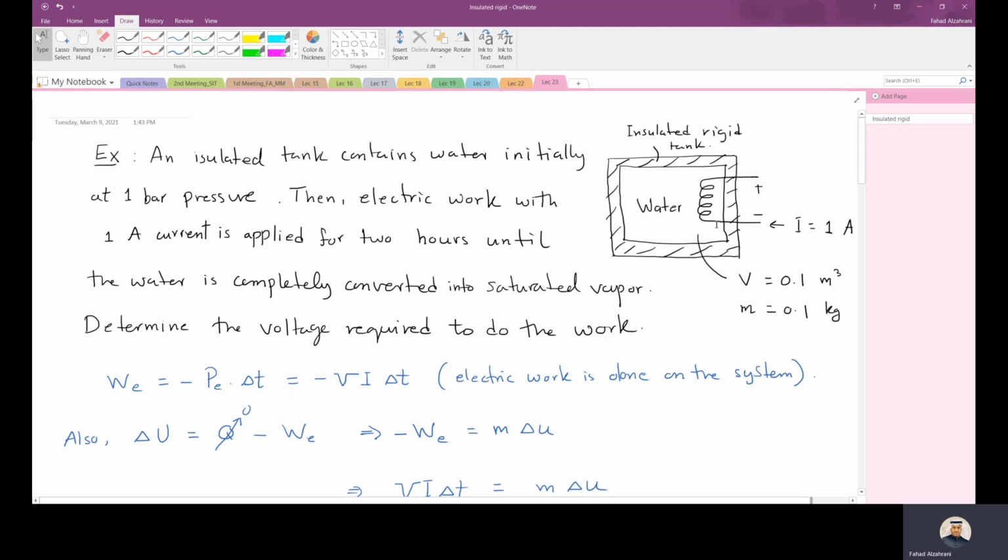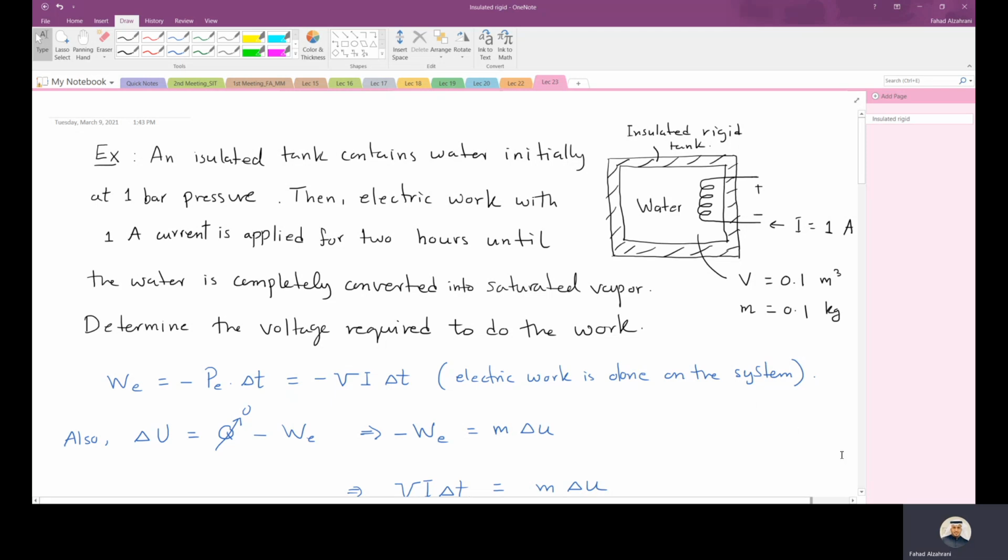The volume of this tank or water is 0.1 meter cube and the mass of the water is 0.1 kilograms. So basically I have a tank that contains water. This tank is rigid, and it is insulated, so this process is an adiabatic process. Then I'm applying an electrical work with 1 ampere current until the water becomes saturated vapor. I'm applying it for 2 hours, and the question is to determine the voltage required to do this work.